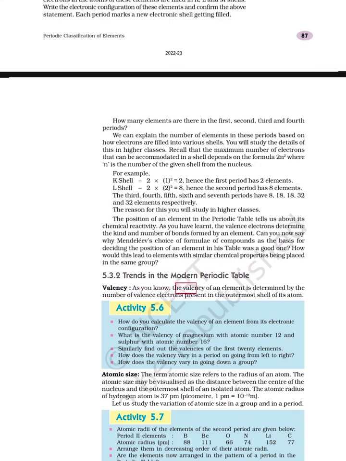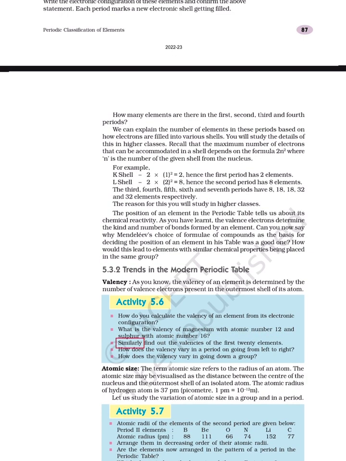Valency. As you know, the valency of an element is determined by the number of valence electrons present in the outermost shell of its atom. How do you calculate the valency of an element from its electronic configuration? What is the valency of magnesium with atomic number 12 and sulfur with atomic number 16? Similarly, find out the valencies of the first 20 elements.